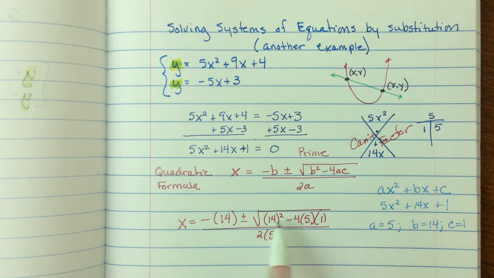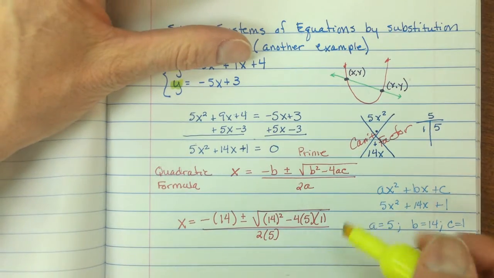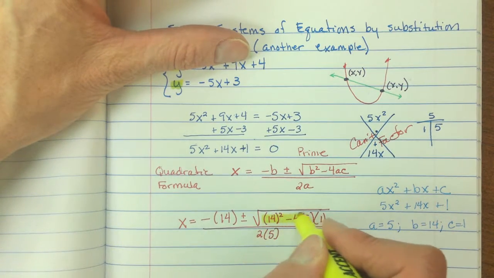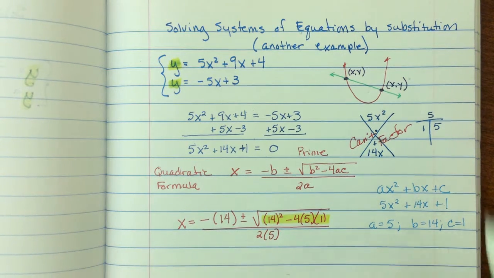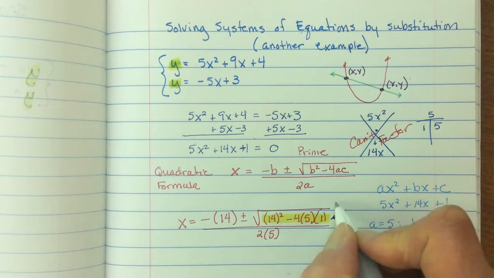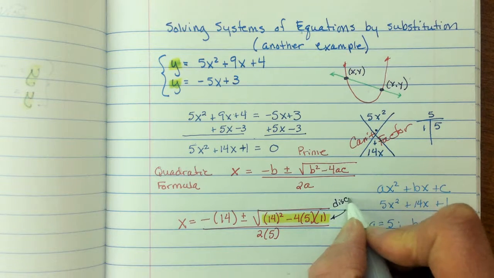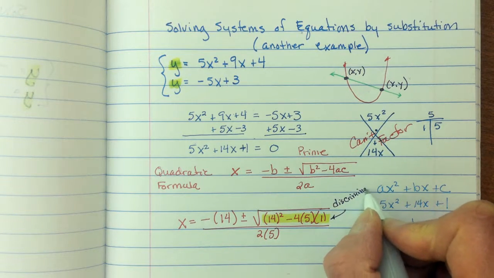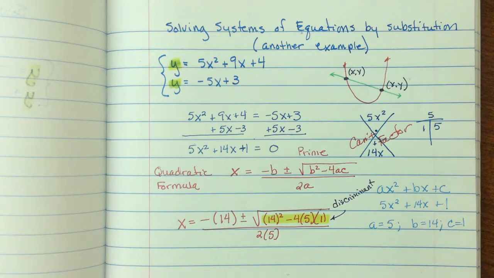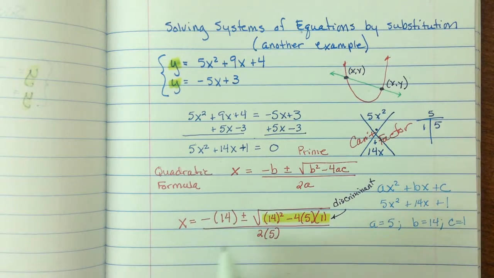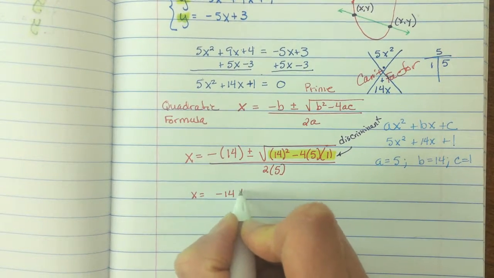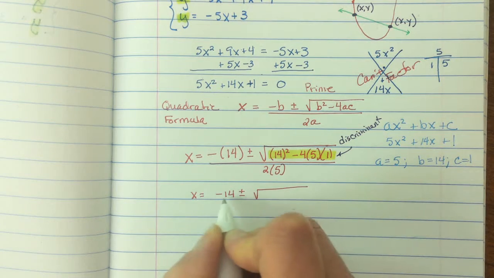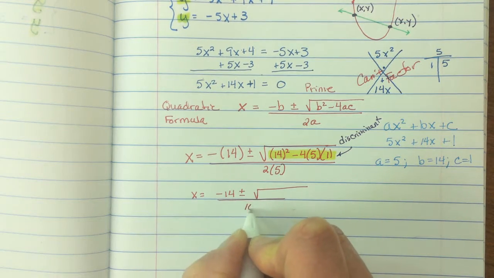Okay, so now what we have to do is we're just going to do the discriminant. And that discriminant, if you remember, is this part under the radical. It does not include the radical. So I'm just going to write here, just to remind you, that's the discriminant. And I'm going to do that part in my calculator. So this is going to be x is equal to negative 14 plus or minus the square root of something all over 10.